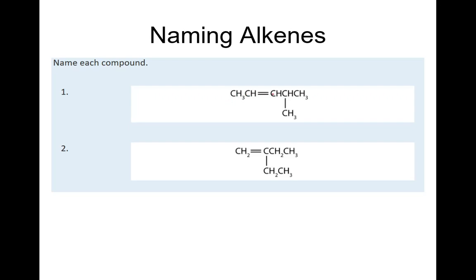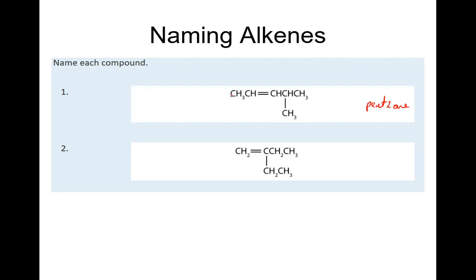1, 2, 3, 4, 5. 1, 2, 3, 4, 5. So 5 looks as if it's the longest chain, so therefore it's going to be a pent. Double bond is present, so it's going to be an ene. Where is it? Well, 1, 2. It's after the second carbon coming in from the left. 1, 2, 3. 1, 2, 3. Or it's after the third carbon coming in from the right. So therefore we've got to give the lowest number. So this is a pent-2-ene.